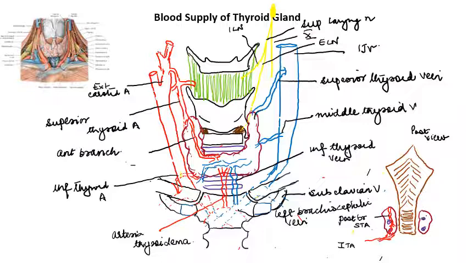vocal cords. So it runs with the superior thyroid artery, but near the apex, while the artery pierces the pretracheal fascia and starts running anterior to the gland, this particular nerve, that is the external laryngeal nerve, runs posterior to the apex and then runs behind and enters to supply the cricothyroid muscle, which is present between the cricoid cartilage and the thyroid cartilage.